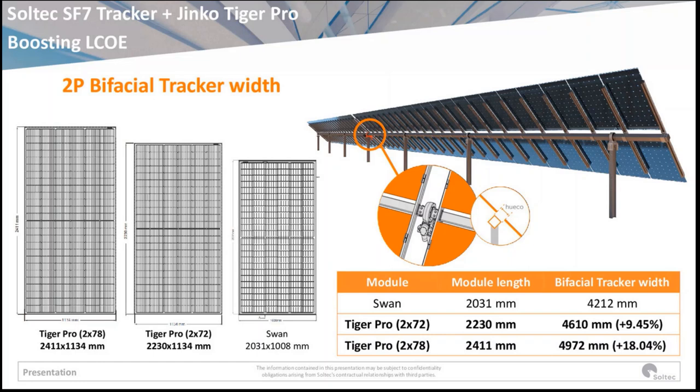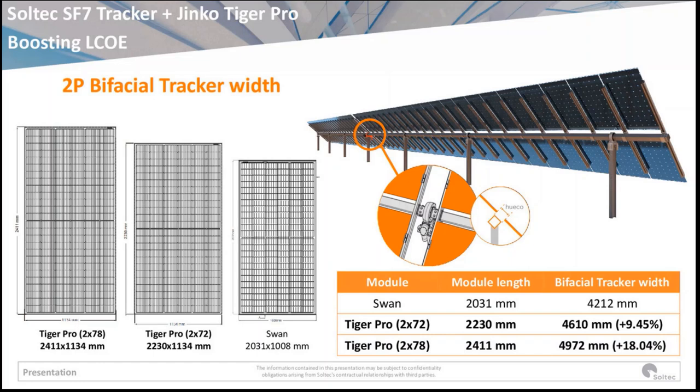as a result, we have a tracker which is 9.45% larger in terms of the width of the table. But even more, with the Tiger Pro 78, we get 18% more width in the tracker table. So that's a lot. And it is a challenge that we, as a tracker manufacturer, have to deal with.